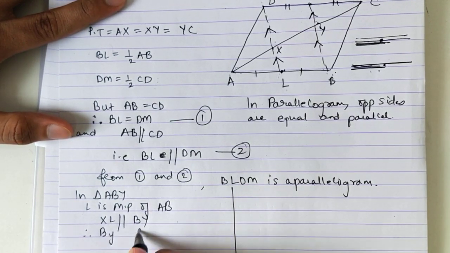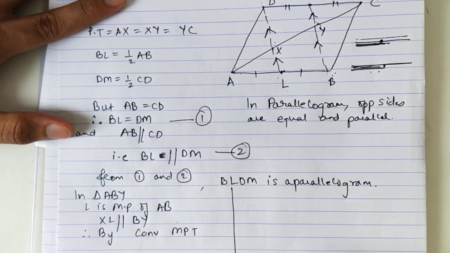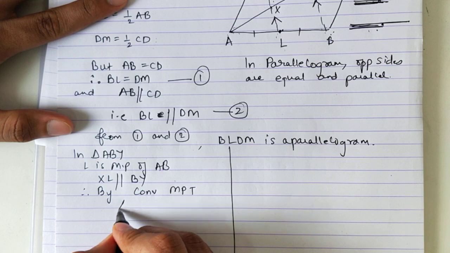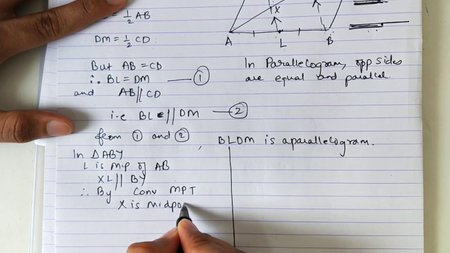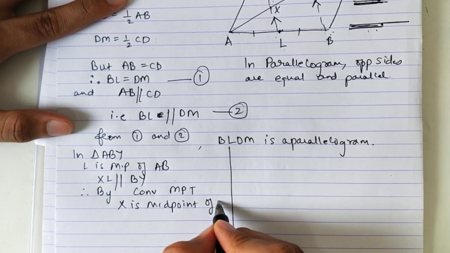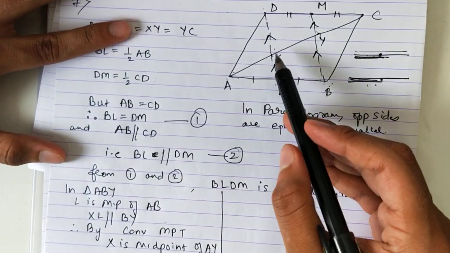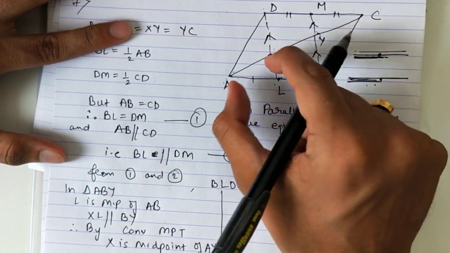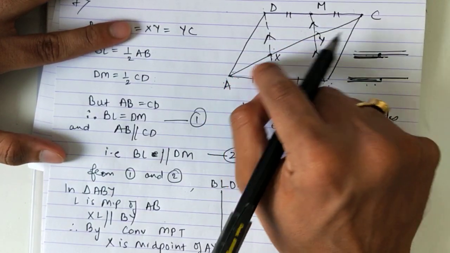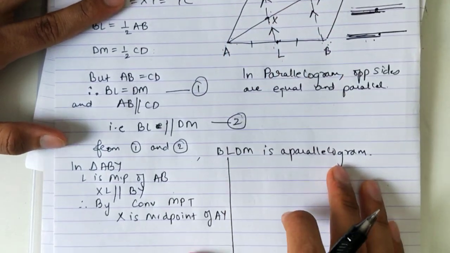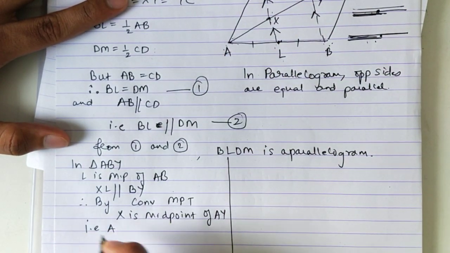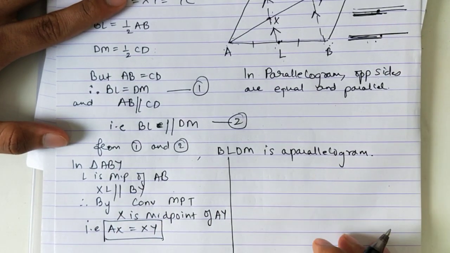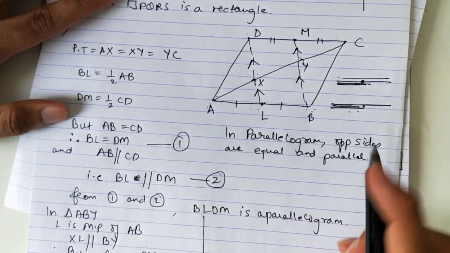Okay, so L is the midpoint of AB and XL is parallel to BY. Therefore, by converse midpoint theorem, X is the midpoint of AY. Okay, so this X is the midpoint of AY. अगर X midpoint है मतलब हम बोल सकते हैं कि AX और XY same है. Midpoint होना मतलब equal parts में divide करना. That means AX is equal to XY. That is AX is equal to XY. We have proved this.